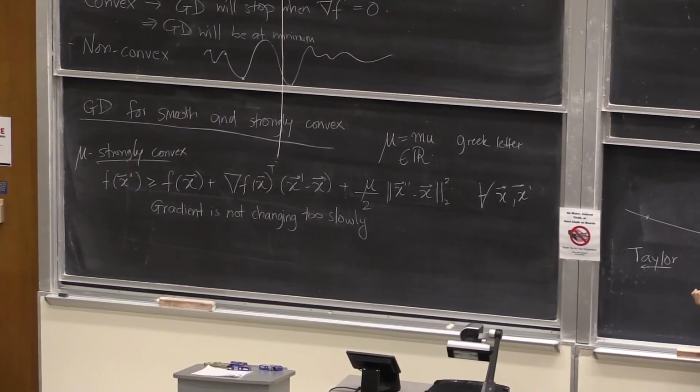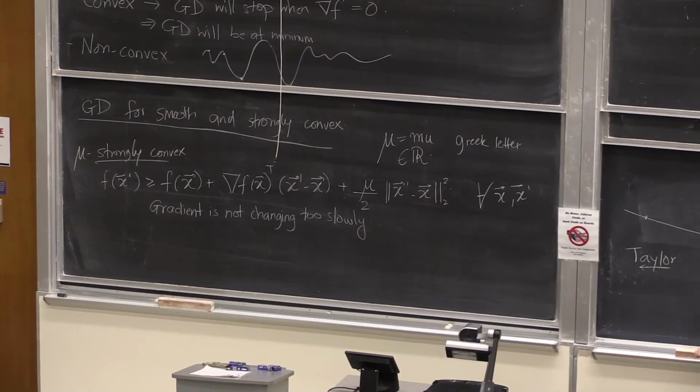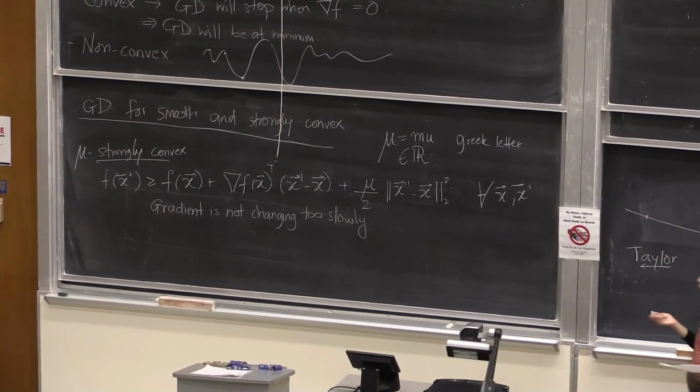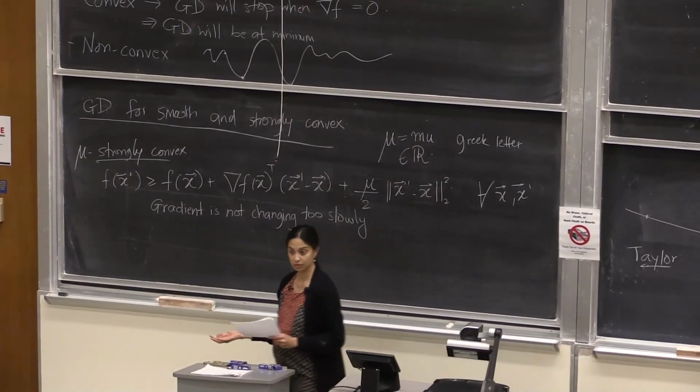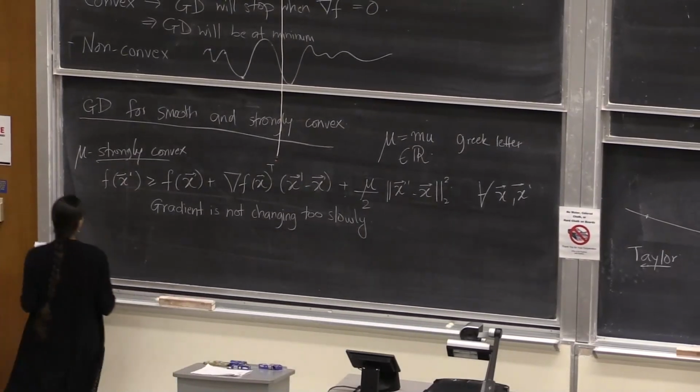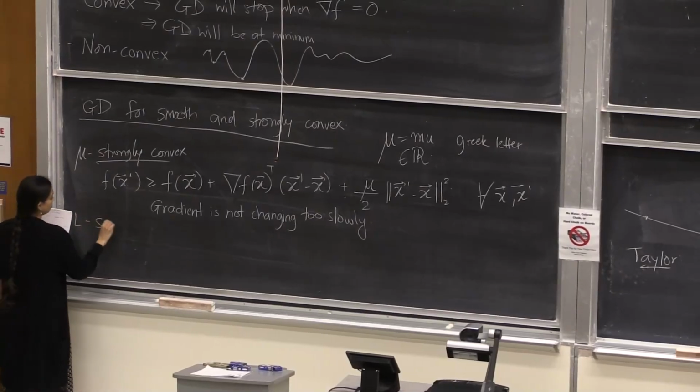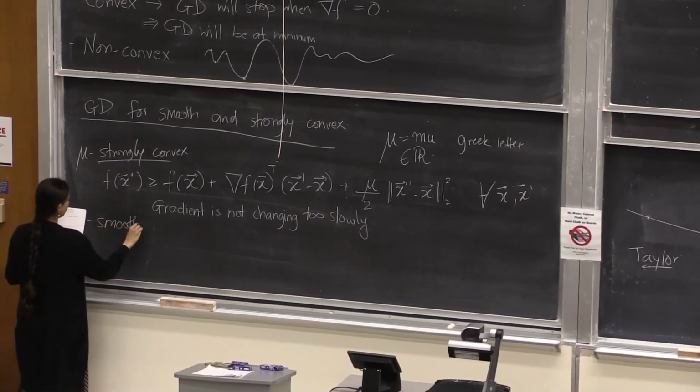You might completely overshoot the minimum. All of this is also extremely bad. So you also want to make sure that your function is not changing too fast, right? So for that, I'm going to define what is called L smooth.